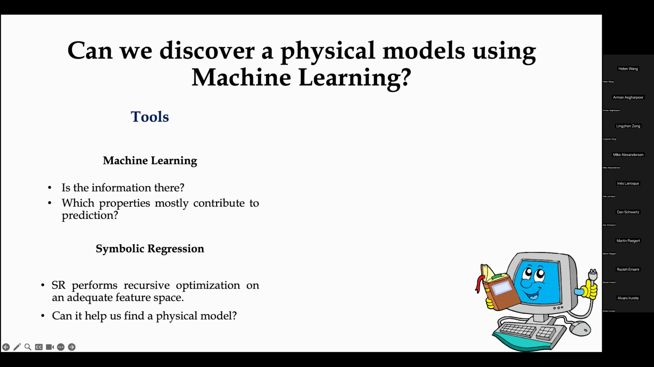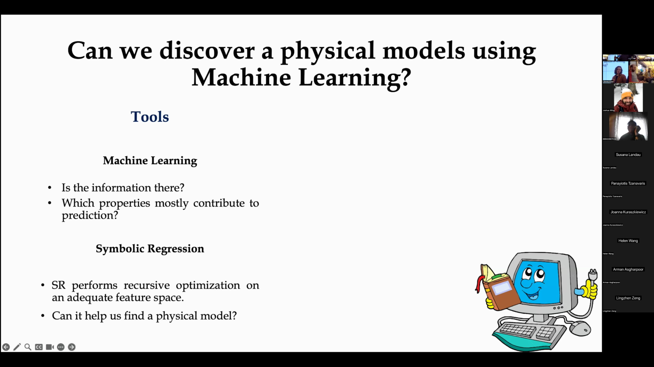Now, for galaxy sizes specifically, the workflow in our case is we use machine learning as a tool to first ask if the information is there about galaxy sizes, and if yes, if there's a small number of features among all those available that actually drive prediction, and if so, then we use symbolic regression to extract what we call a physical model. So we, at the very end, come up with an equation, which we call the physical model.